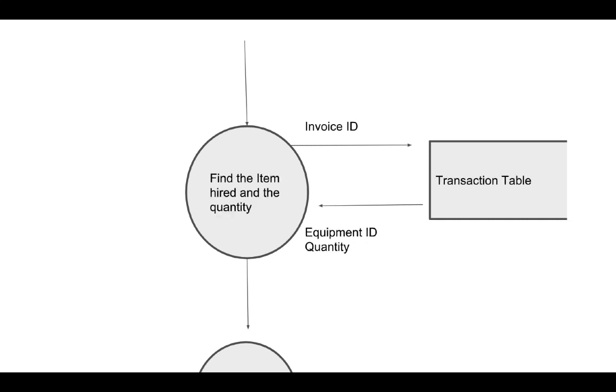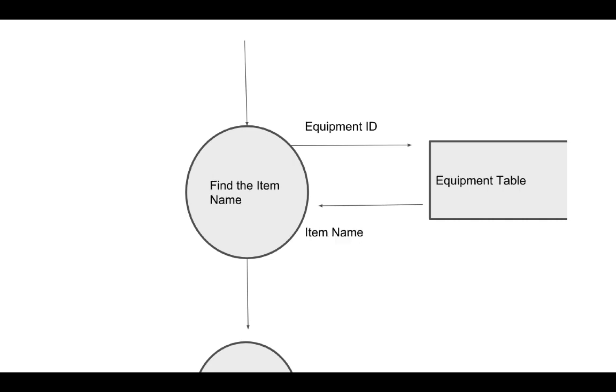The next processing circle wants to find the item hired and the quantity. So the invoice ID is passed into the transaction table, then the equipment ID and quantity are returned back to that processing circle, and the information is passed on to the next action. We need to find the item name, and therefore the equipment ID is passed on to the equipment's table, and from the equipment's table comes the item's name.